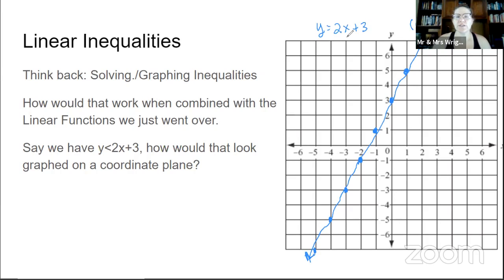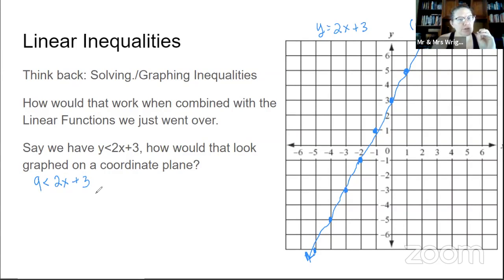But Miss Andrea, you said we were going to be going over linear inequalities. That's a linear equation, not a linear inequality. Okay, well, let's think back to not linear inequalities, just inequalities we've worked in the past. When we solved inequalities in the past, we only had one variable. Remember, we had 9 is less than 2x plus 3.